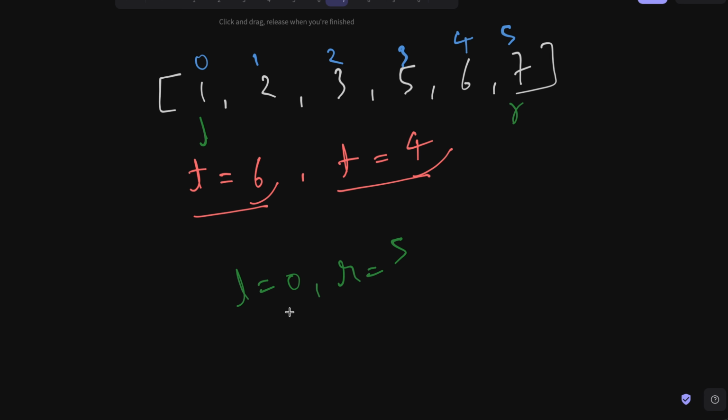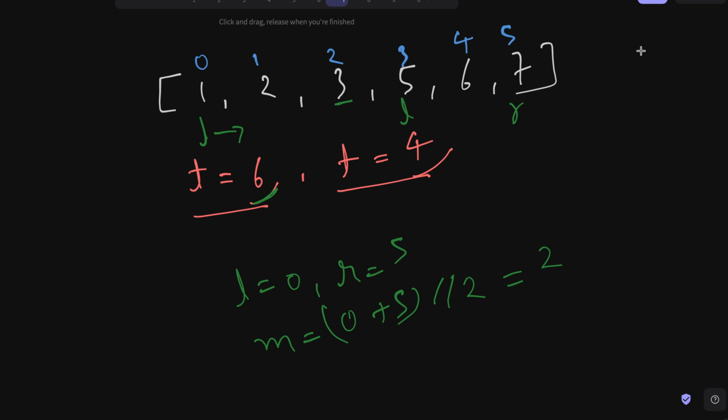Then we will figure out the mid. Mid is equal to (0 plus 5) divided by 2, which is equal to 2. At index 2 we have 3. Now 3 is less than the target value of 6. It means we can shift L to mid plus 1. So now L will come here and R will stay at its own position.